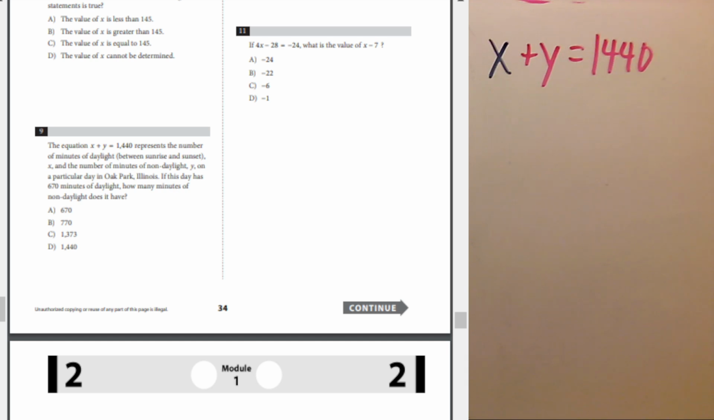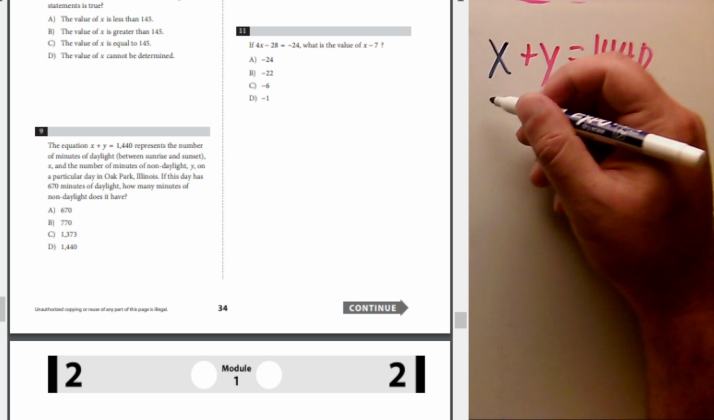All right, so a particular day in Oak Park, Illinois, that information is not necessary. That's just extra information and you can ignore that. This day has 670 minutes of daylight. How many minutes of non-daylight does it have?